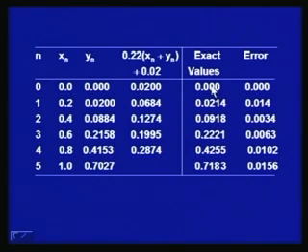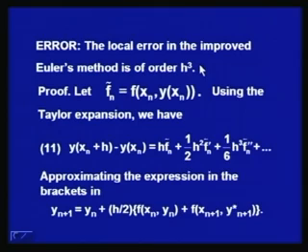The actual values of y are 0, 0.0214, 0.0918, 0.2221, 0.4255, 0.7183. The errors that occur in computing the values of y using this method are 0 here, then 0.0014, 0.0034, 0.0063, 0.0102, 0.0156. So, you can see from the error that occurs here in computing the values of y that this method is better than the Euler's method that we have discussed earlier. Now, let us discuss the error in this method.